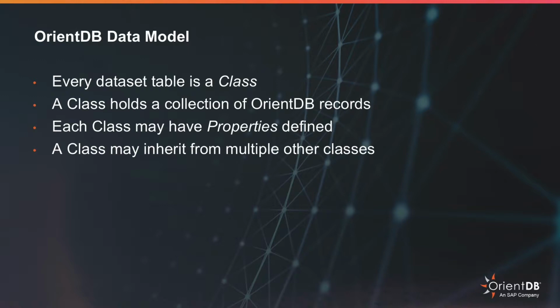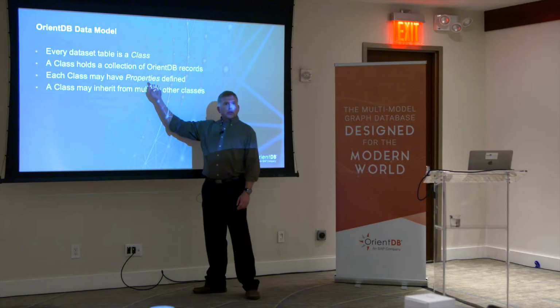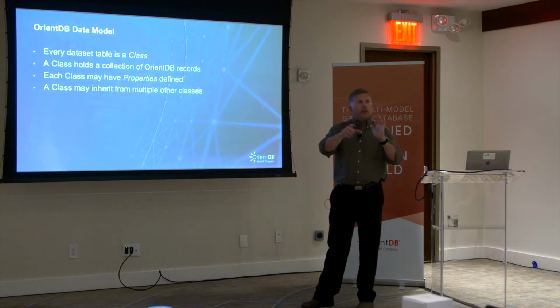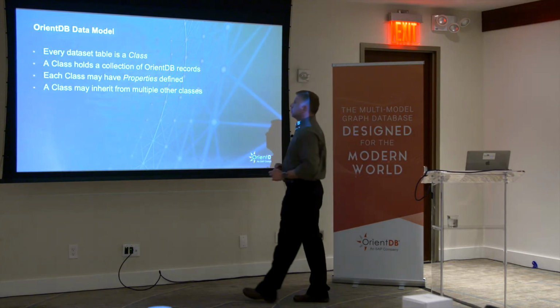Okay, a class holds OrientDB records. And again, I mentioned this earlier. A record can be a graph. It can be a vertex, it can be an edge, it can be a document, it can be pure binary data, all good. Each class has properties, just like in the OO programming world, where you have a class and it's going to have attributes or properties. We have the same thing.